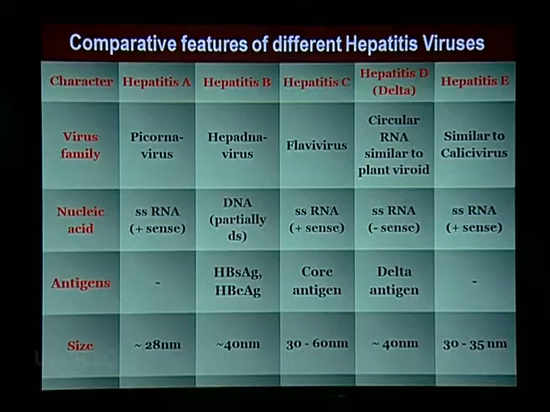First, we will see a comparison of the 5 different types of hepatitis viruses A, B, C, D and E. But the first thing that I would like to highlight is their genome or the nucleic acid content. We will see that apart from hepatitis B, the rest of the 4 hepatitis viruses contain RNA in their genome. Only hepatitis B will contain DNA in their genomic part.